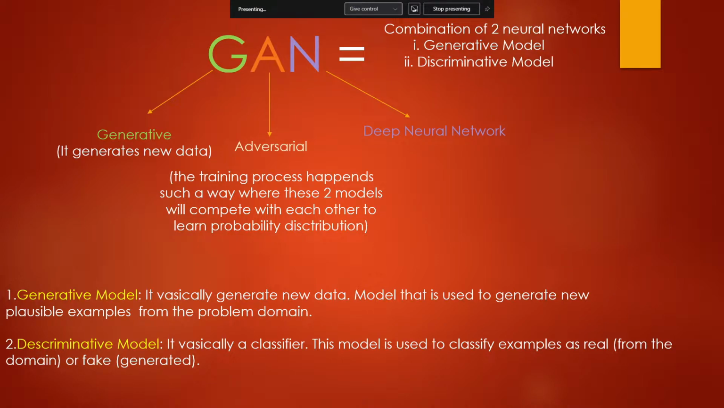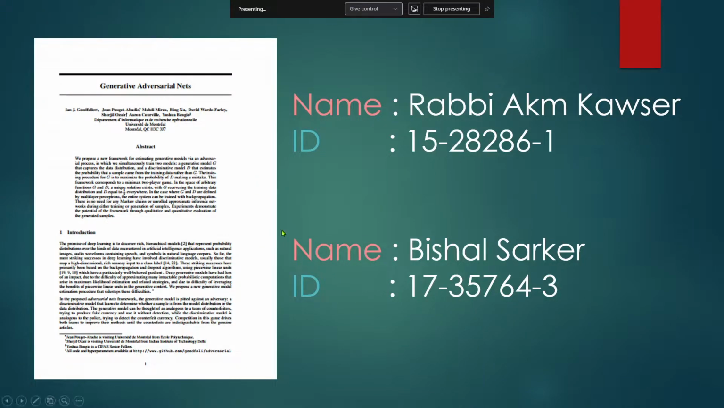Adversarial means that these two models, generative and discriminative, will compete against each other. These two are actually neural networks, so they will compete against each other to learn a probability distribution. I will show it in detail in the later part of my slides. And the N is for network. So what is a generative model and what is a discriminative model? We have to gather some good knowledge from this. One more thing I want to note: everything you see as a screenshot has been taken directly from the paper.